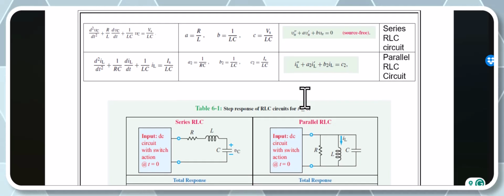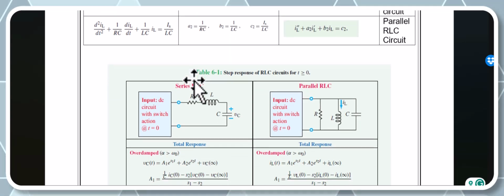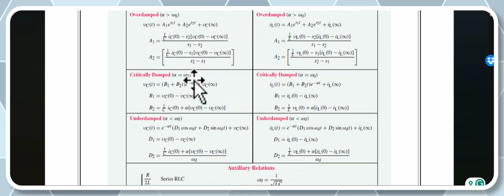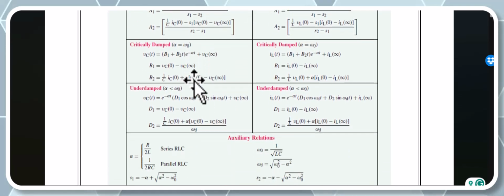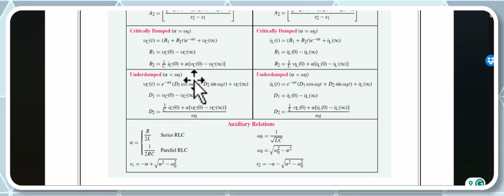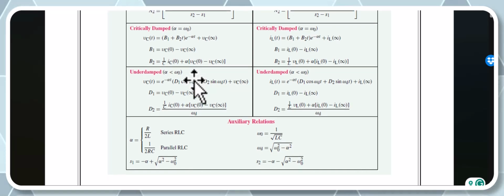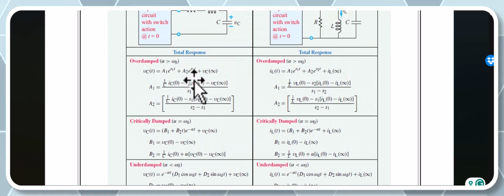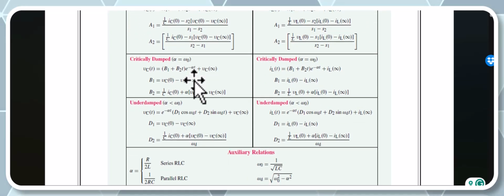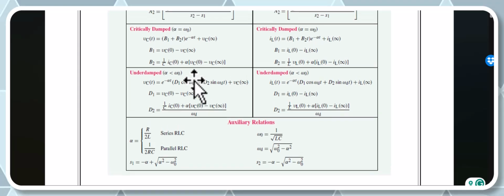So this is the top of the second page of the worksheet. It shows you the differential equations that are being solved, and then this table shows you what the solutions are. The bottom of the table, the auxiliary relations, is where you start. You start by finding alpha and omega naught, and then you figure out what kind of circuit you have and you plug it in. She basically said to put this on your formula sheet for the next test.